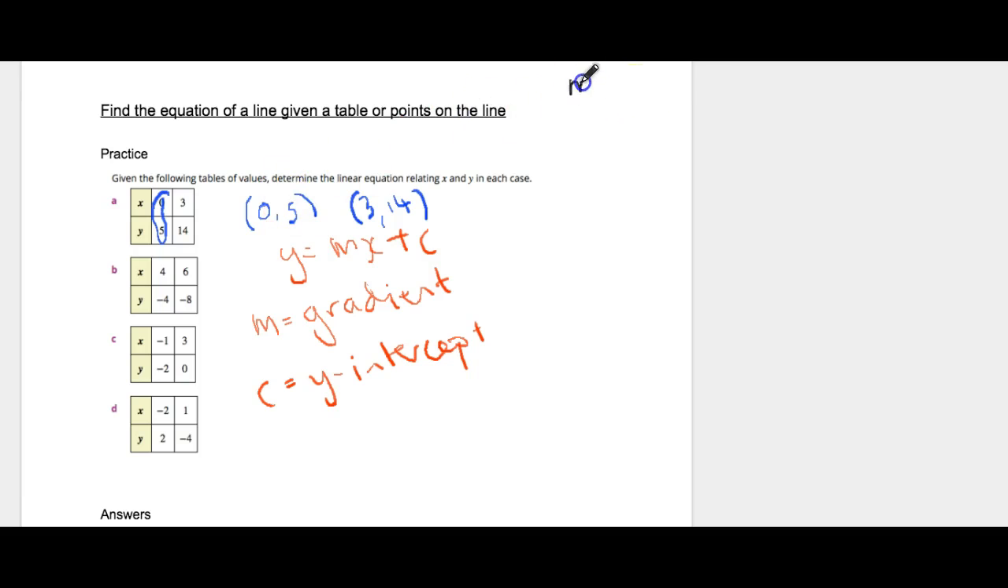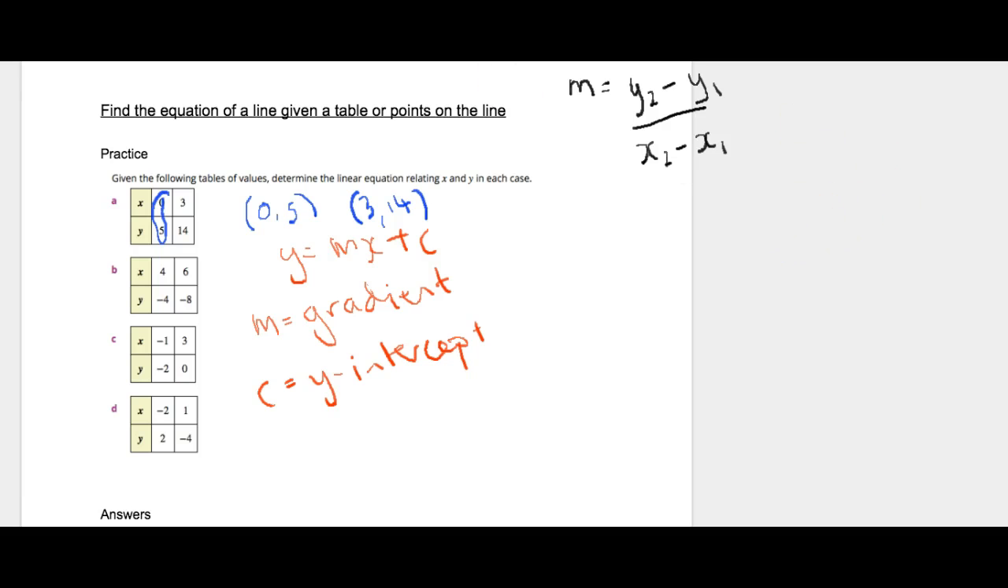So I'm just going to write m because we use m to signify the gradient. Now the formula for the gradient is the difference in your y values, we say that's y2 minus y1, over the difference in your x values. So that's basically rise over run. This is the difference we're going up, and the difference we're going across.